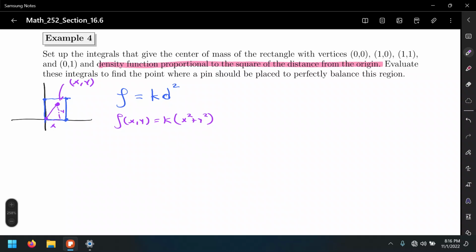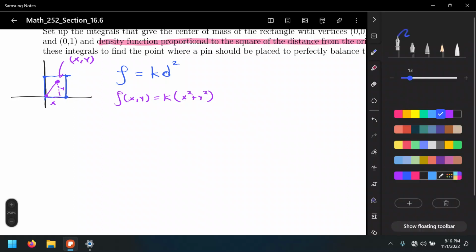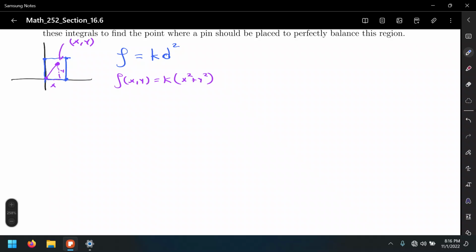So, let's see. Number one, let's find the mass. To find the mass, let's write down m equals the double integral over the region R of the density function, and in this case the density function is k times x squared plus y squared dA. We're going to turn this dA into dy dx or dx dy based on whether the region is vertically simple or horizontally simple. In this case, it's actually both, right? So I'm going to go vertically simple because it's easier. It's rather what we're used to.